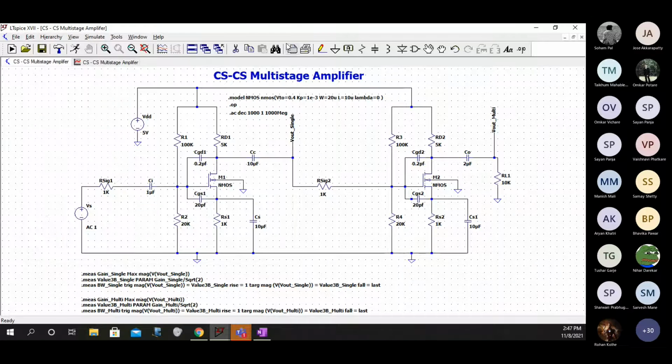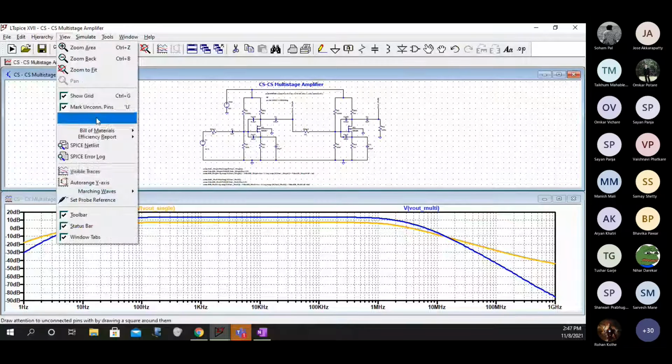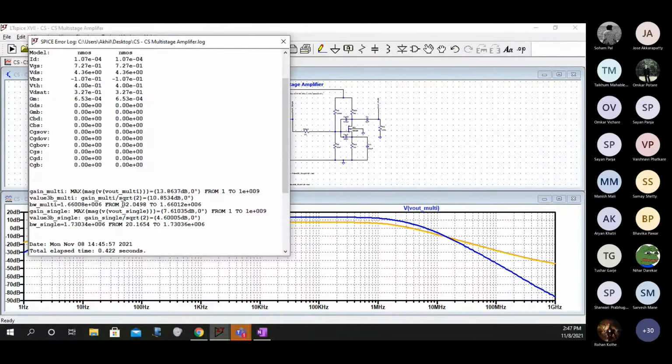So now you all will show me the circuit graph, and I want to see the SPICE error log file showing me the values. You can very well see here, this is the gain of the multi-stage. The gain is 13.863 dB. The gain of the single stage is lower, 7.6 dB. Now, you can see this 13.8 is double of 7.6.